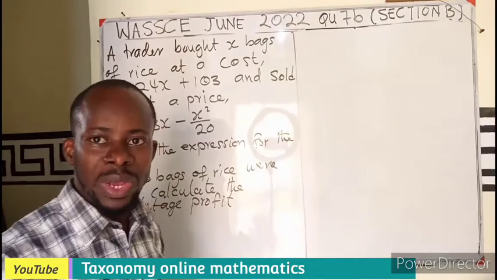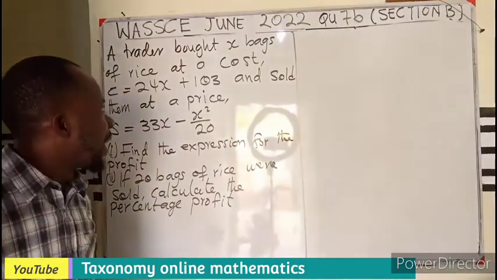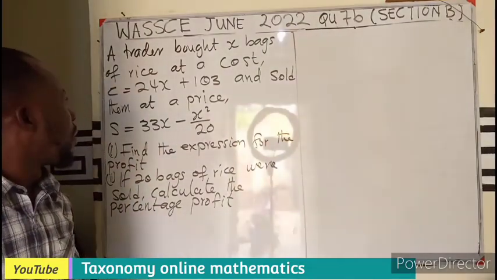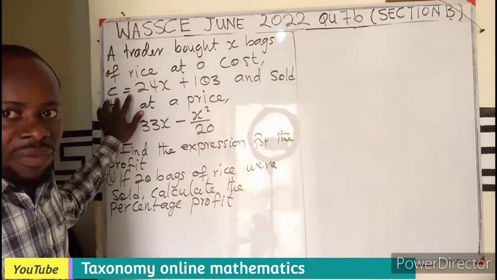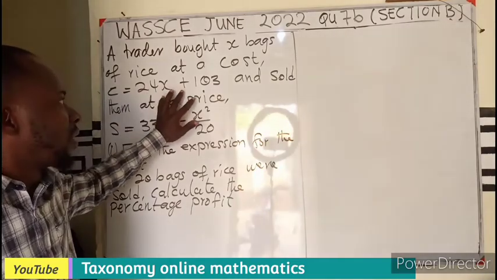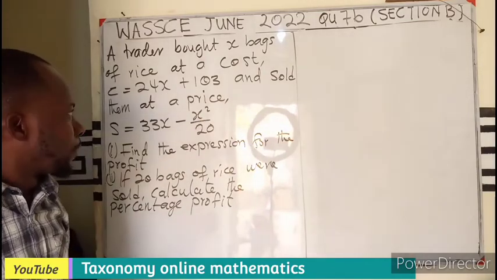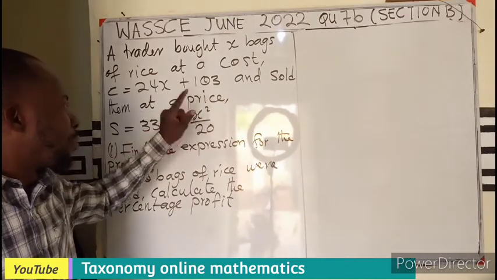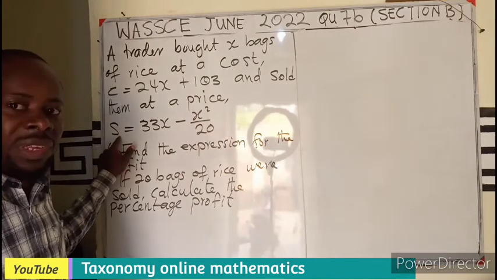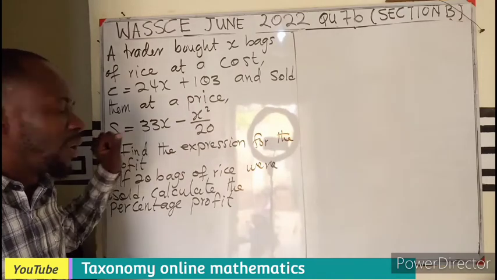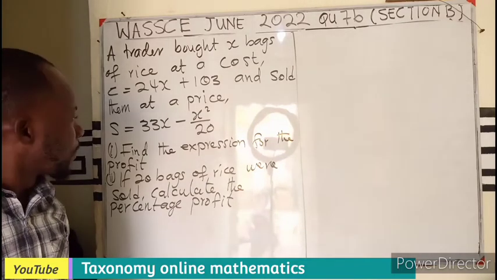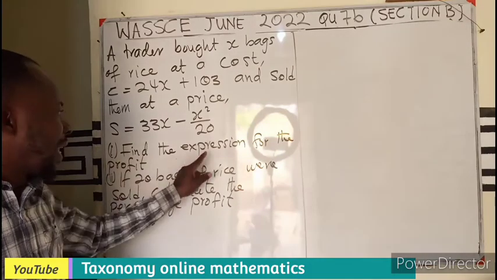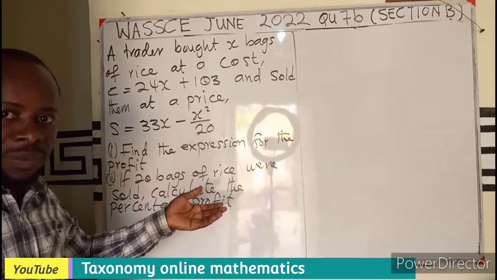Let's look at this question. A trader bought x bags of rice at a cost of C, which has an expression of 24x plus 103, and sold them at a price of S, which is the selling price, as an expression of 33x minus x squared over 20. So we are to find the expression for the profit.